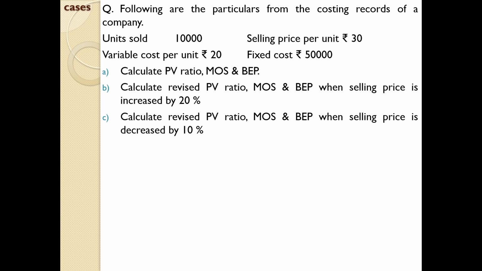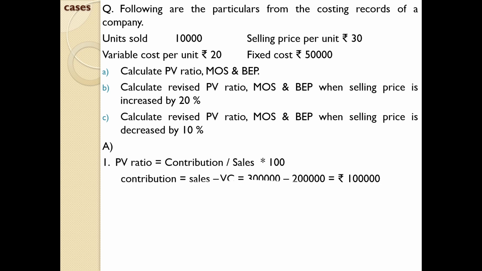So let us find out the various cases. First one, let us identify the PV ratio. This is the most important information required for finding the rest. PV ratio is contribution by sales into 100. We have the details regarding sales and variable cost, so you can easily find contribution. So PV ratio is contribution by sales into 100, and contribution is sales minus variable cost.